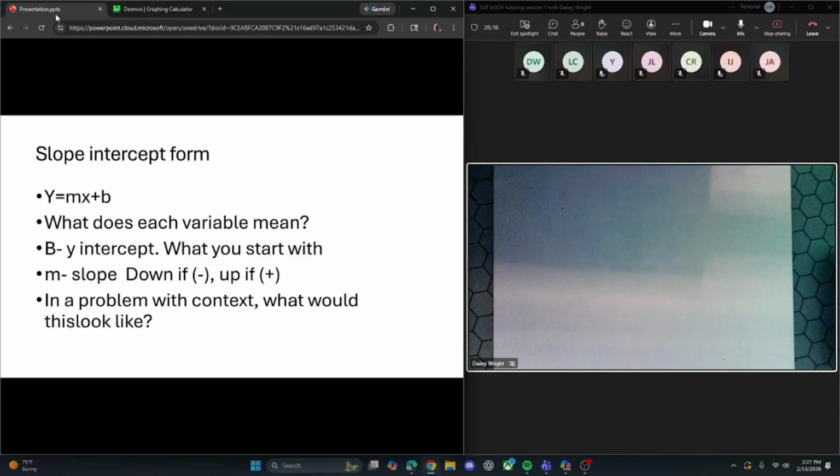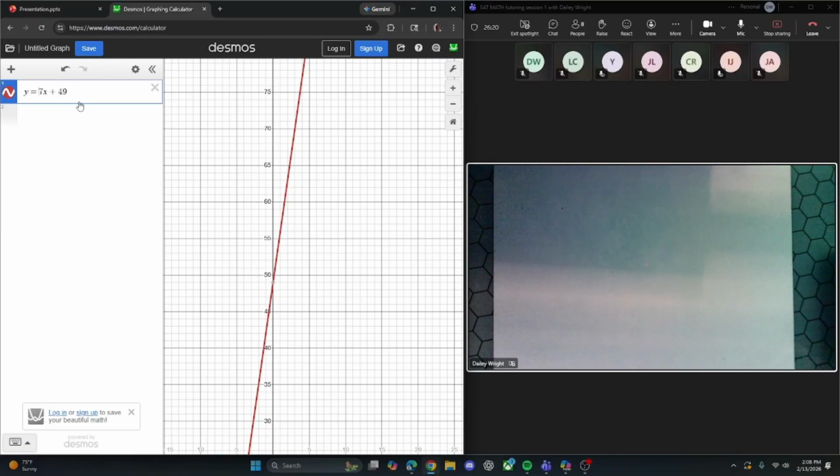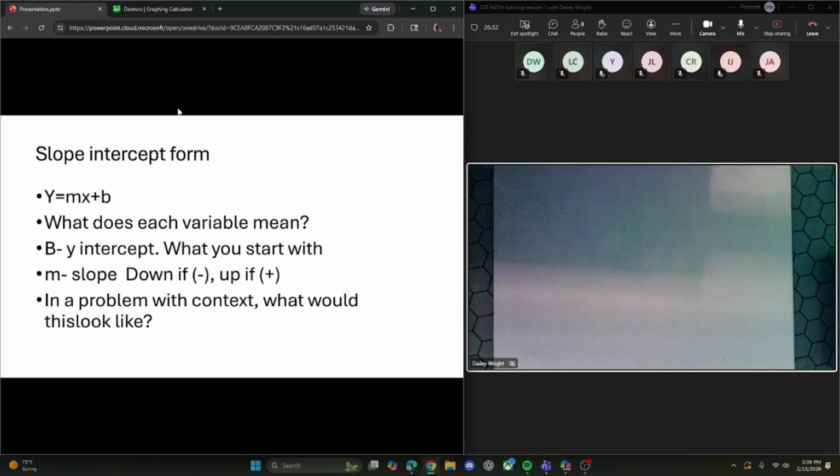The slope is going to go down if it's negative. So if I did negative 7x instead, the line would be going down as x increases, and if it was positive, the y would be going up as x increases. That's pretty important to know because in some problems it might ask you in context if we're losing something or if we're gaining something. So definitely keep that in mind.